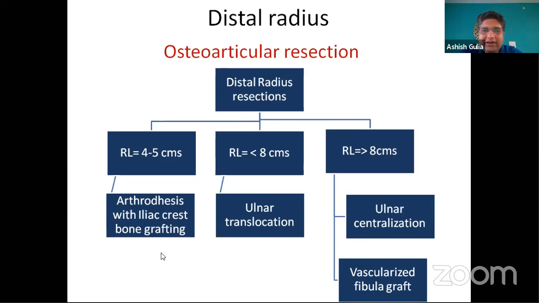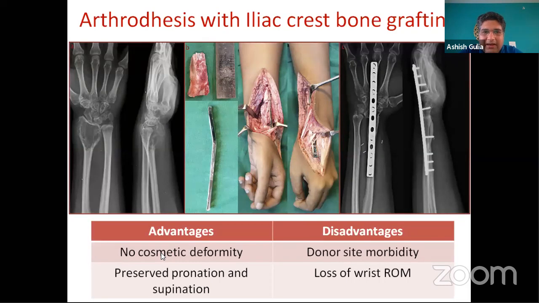Then remain the smaller defects. So defects up to 5 or maximum 6 centimeters, you can reconstruct with the help of an iliac crest graft. The other option available is to do translocation of the ulna, an example of which is shown by Rudra. Now, the advantage of doing an iliac crest graft is that the width of the wrist is maintained, but it is technically challenging. Over a period of time, we have refined our technique and we are in the process of publishing it.